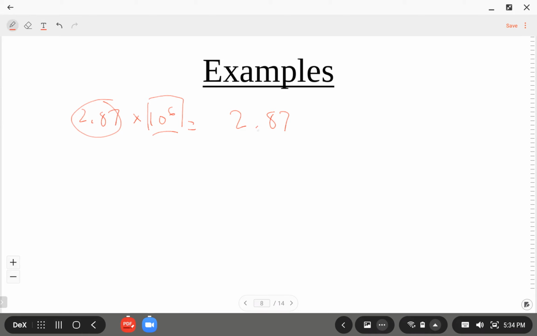So 1, 2, 3, 4, 5, 6. That is going to be our answer. It's going to be 2,870,000.